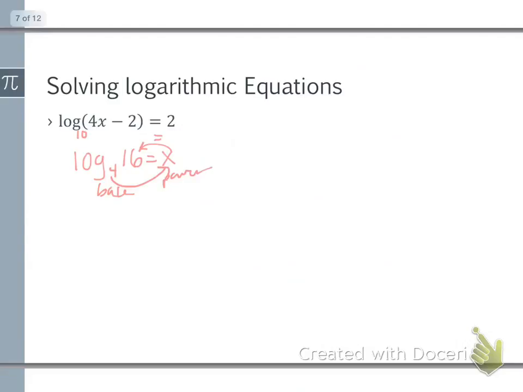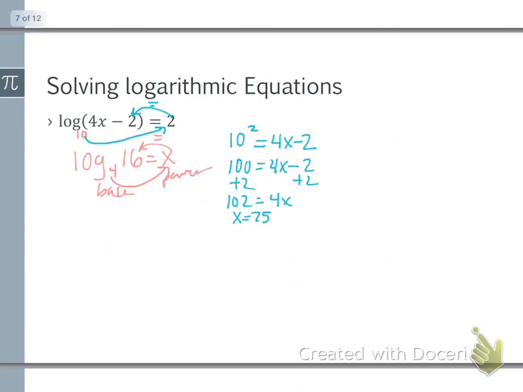Okay, so if we do the same process, I've got my base to my exponent and what it's going to equal. So I got 10 to my power and what it equals, 4x minus 2. And we can solve this. 10 squared is 100. To get x by itself, we need to add 2. So I have 102. If I take 102 divided by 4, I got x to be 25.5.